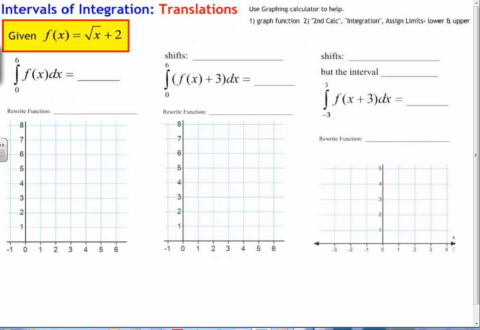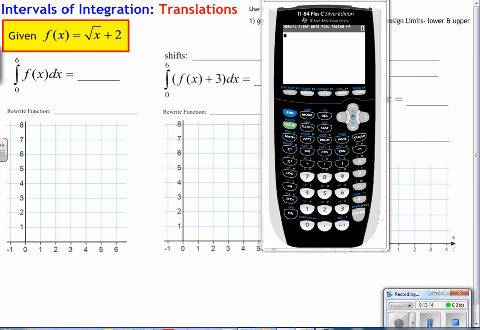And finally, the last 3 problems to look at, intervals of integration. I want to talk about translations of the function and how it affects area or the integral value. So you can use a graphing calculator to help you calculate these out. Go ahead and pop open your graphing calculator. Okay, I hope you have your graphing calculator, and we're going to look at how to do numerical integrations on our graphing calculator.